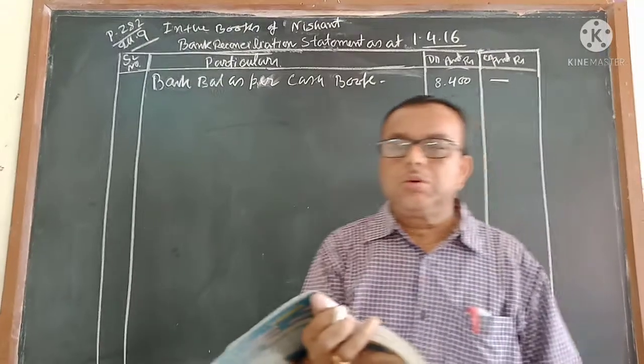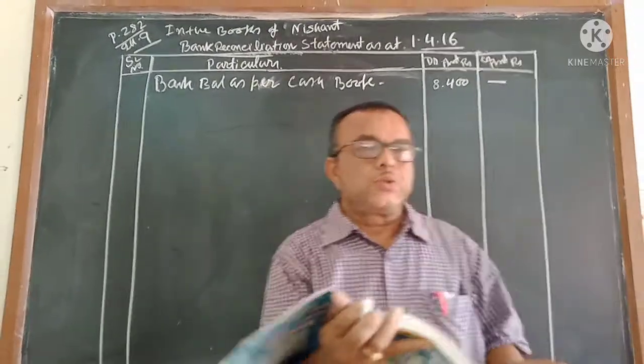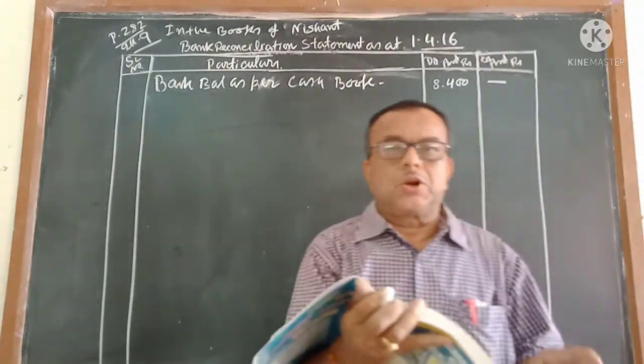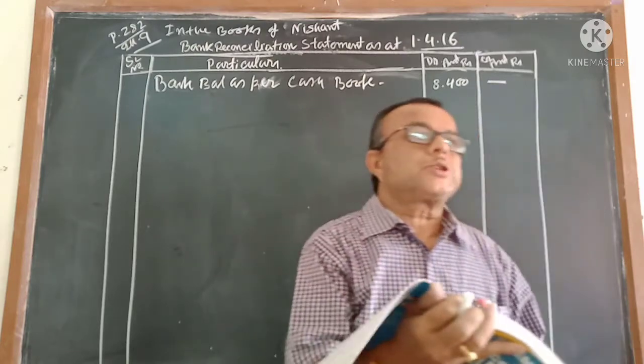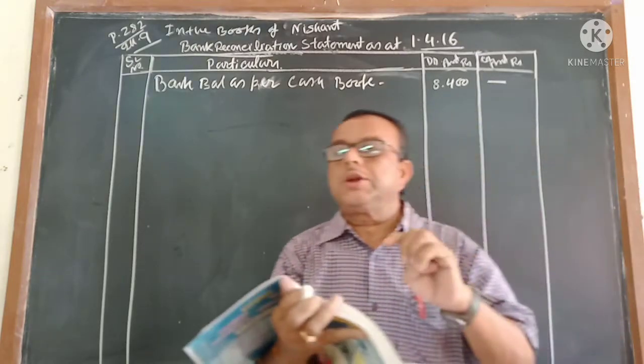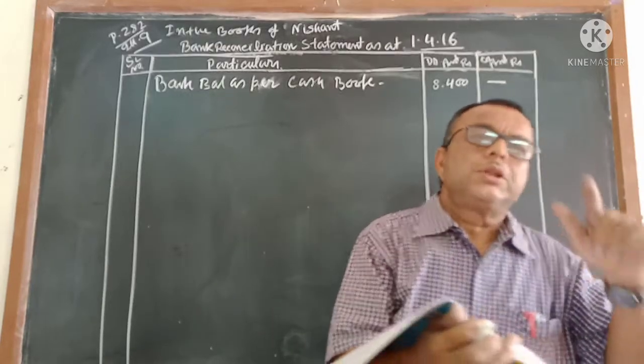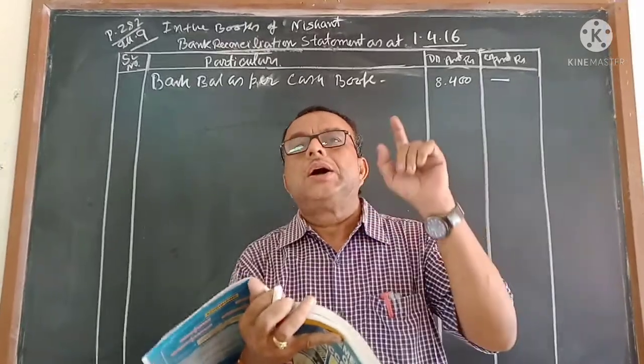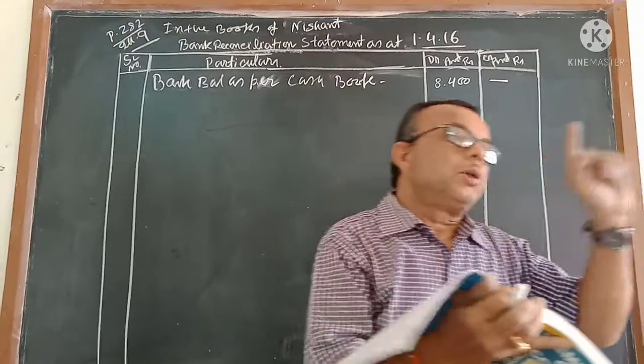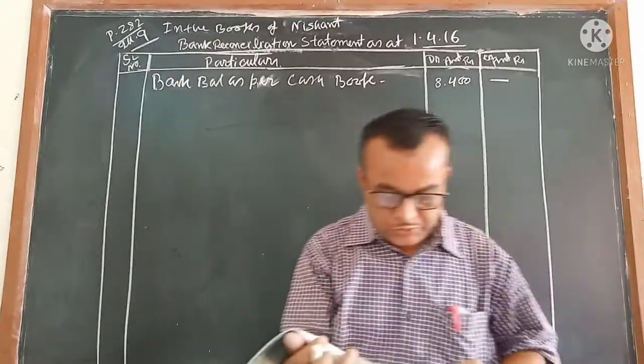Once again I am telling you, we will compare the cash book debit column with the passbook credit column. Which amount is recorded in the cash book debit column but not recorded in the passbook credit column, or the reverse. Or it may happen that an amount is recorded in the passbook credit column but not in the cash book debit column.